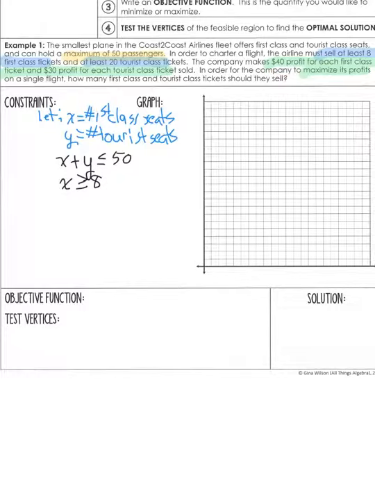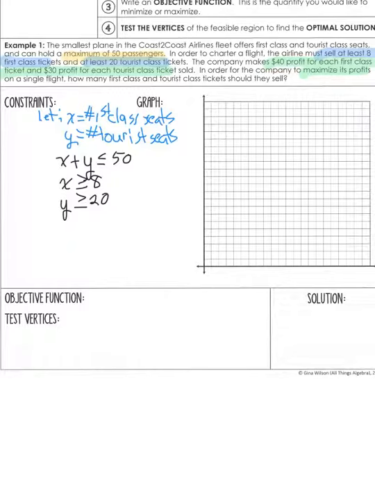Then we have to sell at least 20 tourist class tickets. So the y needs to be at least 20 or more. So that's going to be greater than again. So y is greater than or equal to 20. So we are going to graph those, but before we graph them, let's go ahead and write our objective function.